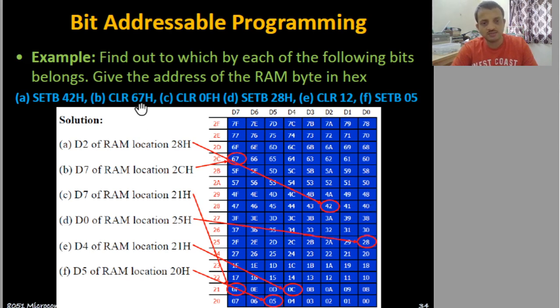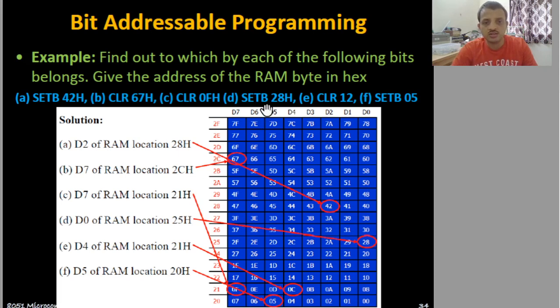Similarly, clear 67. This is the 67th bit. What does it mean? This is the 0th bit, first bit, second bit, and this is 2C, sorry, 67. 67 is the last bit of address 2C. So the MSB of the 2C location will be cleared. Clear 0FH: 0F comes here. That is the MSB of the 21H location, or the 7th bit of the RAM location 21H is cleared.